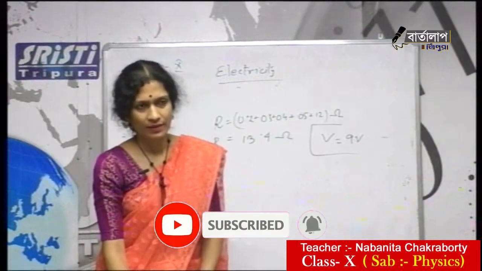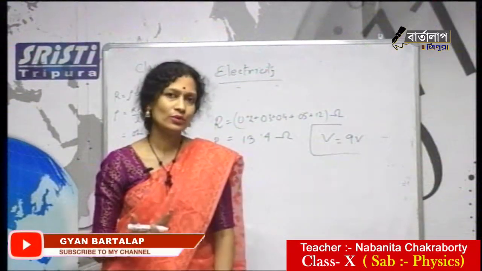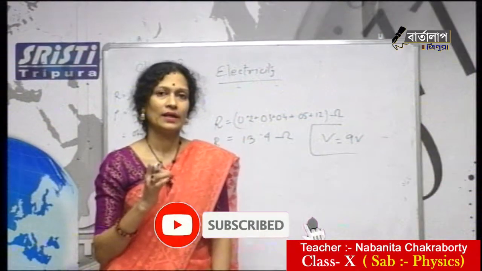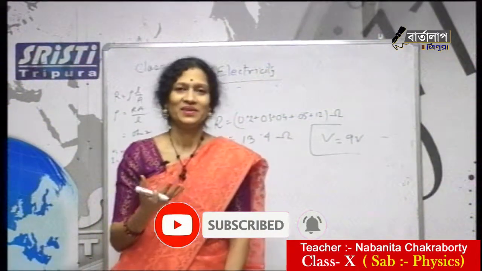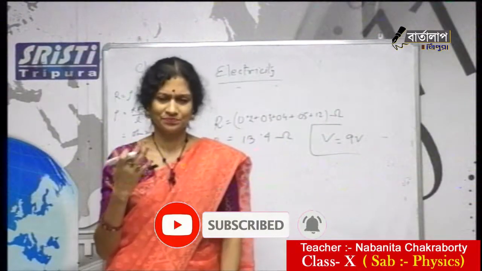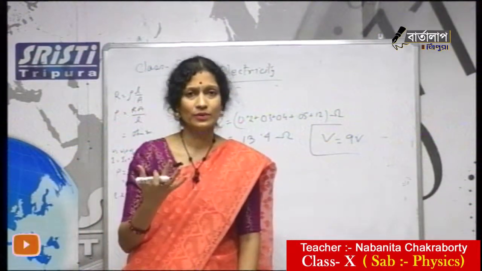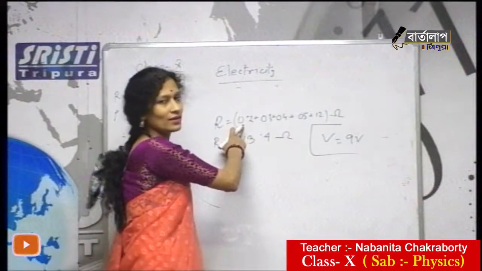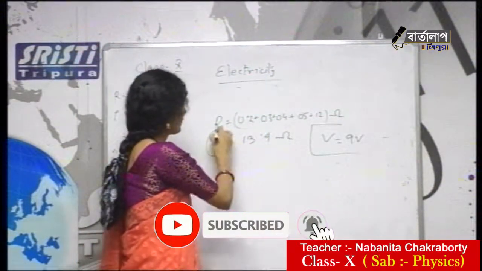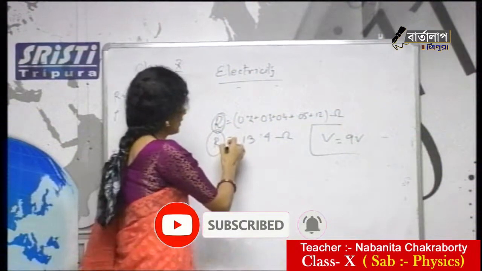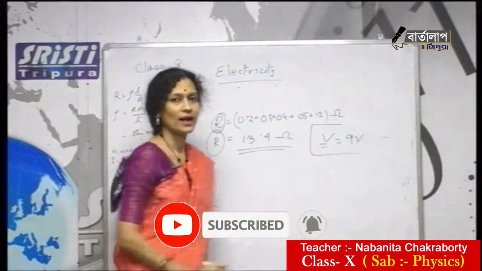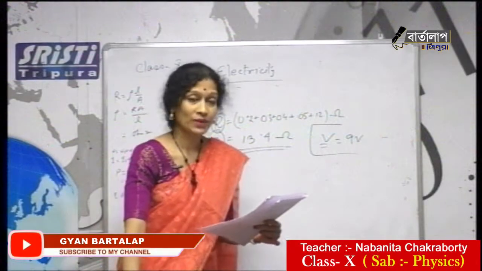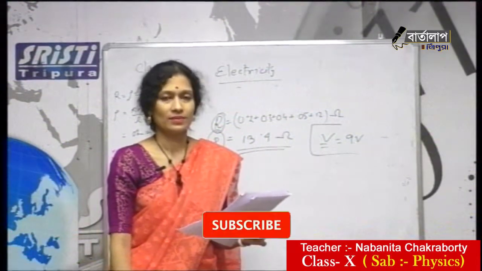Whenever a number of resistors are given in series combination and you don't know the equivalent resistance, from our formula Rs equals R1 plus R2 plus R3, apply this formula and find the equivalent resistance. If the resistance in series combination is found, and V equals 9 volt is also given, you only have to find the current. What is the question? How much current would flow through these resistors?